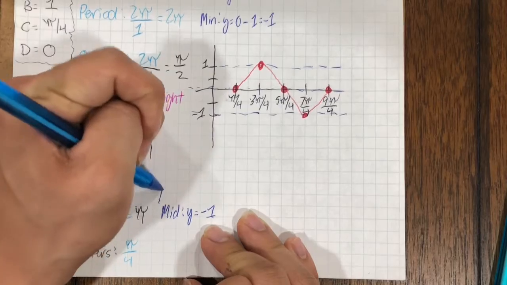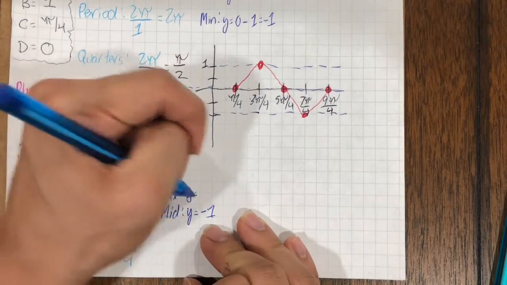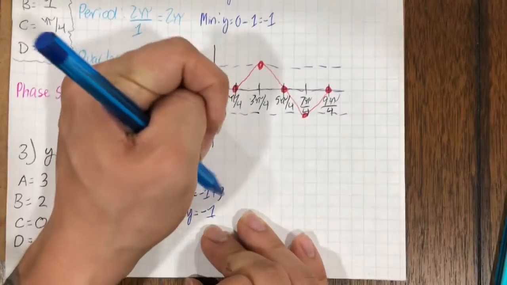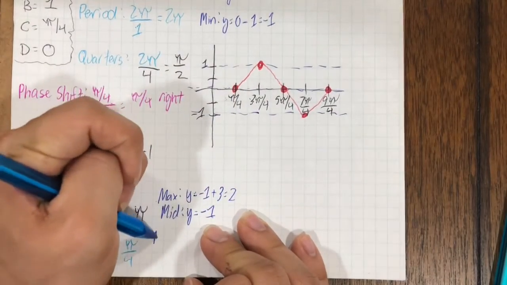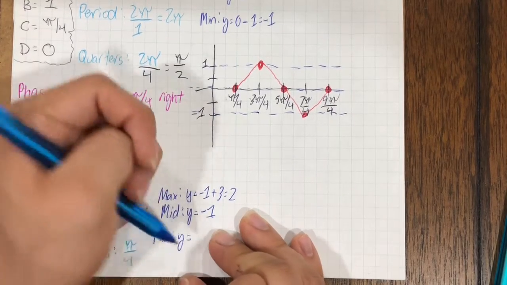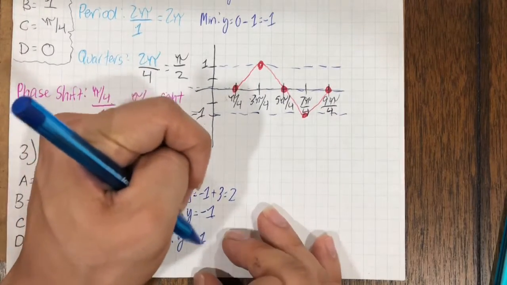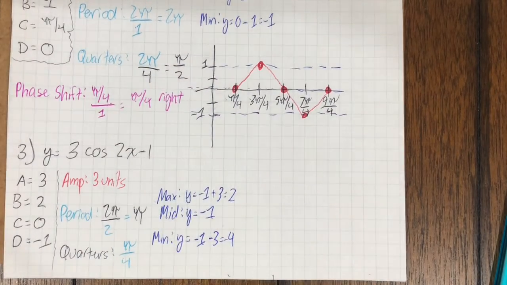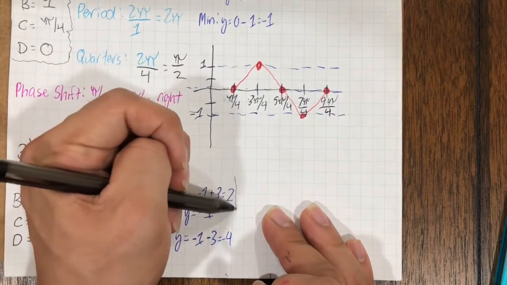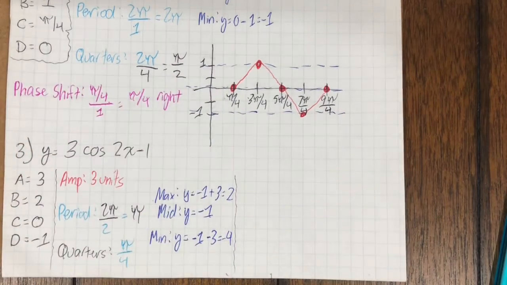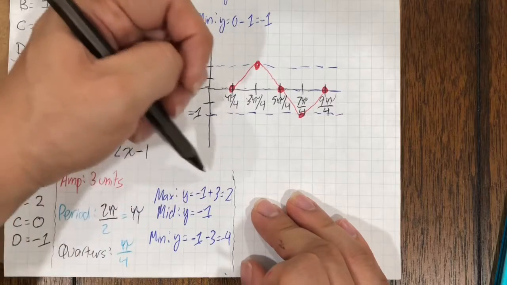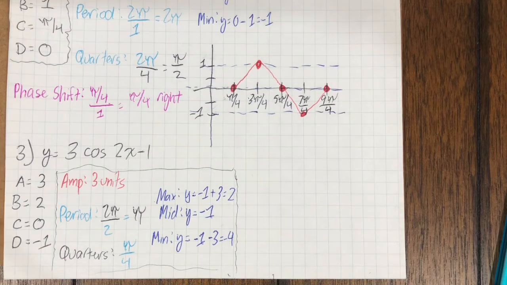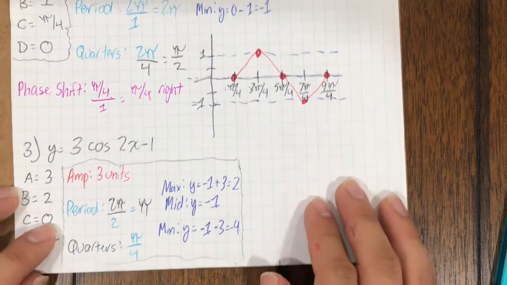For max, I take my -1 and add it to my A, which is 3, and I get 2. Then I have my min. I take my y value, which is -1, and subtract 3, and I get -4. So I have all my pieces of information for me to graph. Let me go ahead and box this. Okay, so let's go ahead and graph my function.